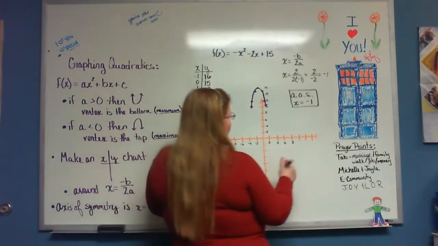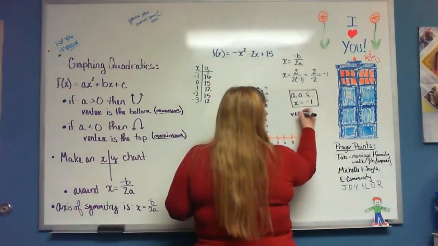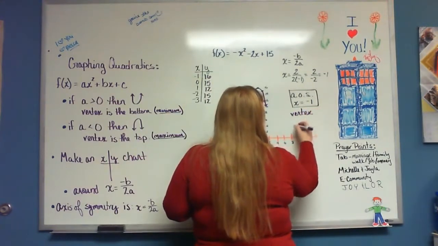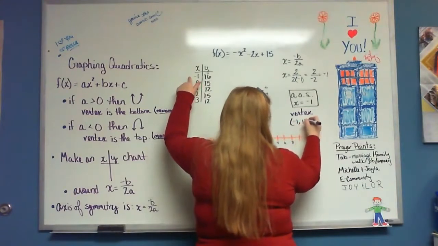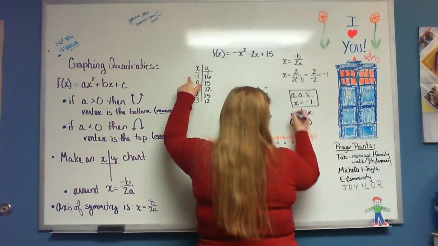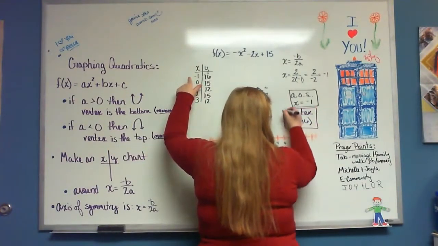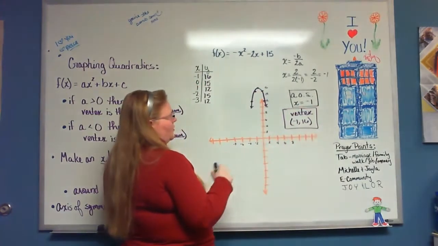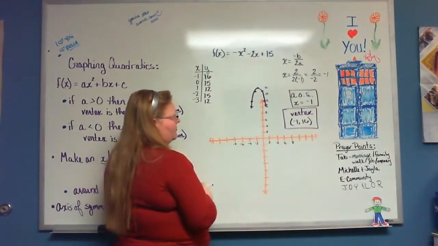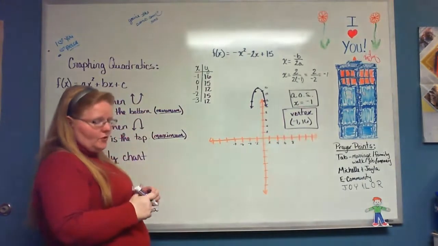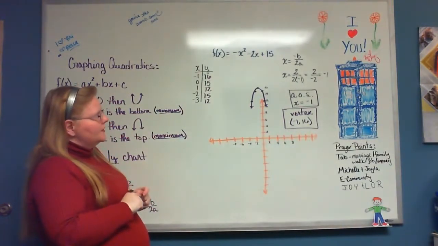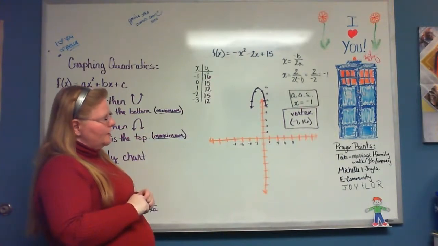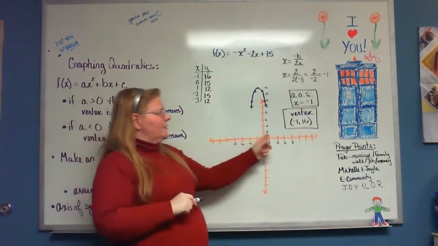Okay, let's go back to what we need to find. So for our vertex, we got that it was located at -1, 16. That's good. And we graphed it. We know that it's a maximum. So the only thing that we haven't done yet is find our x-intercepts, because we don't know where it crosses down here.